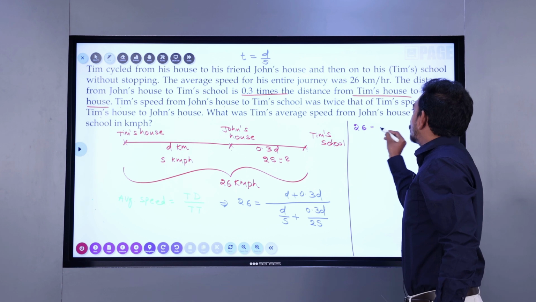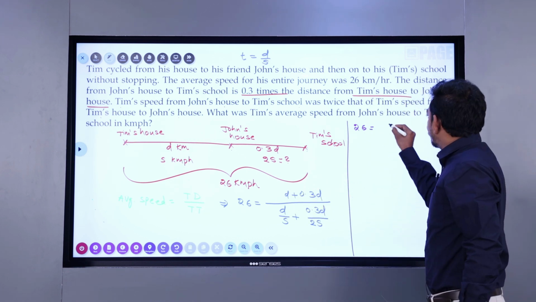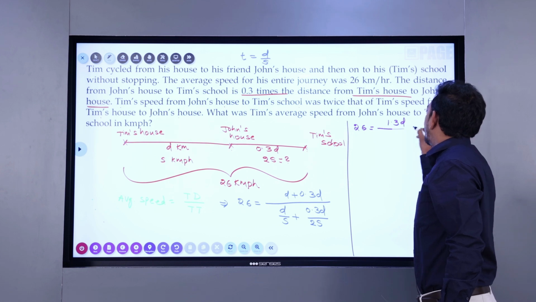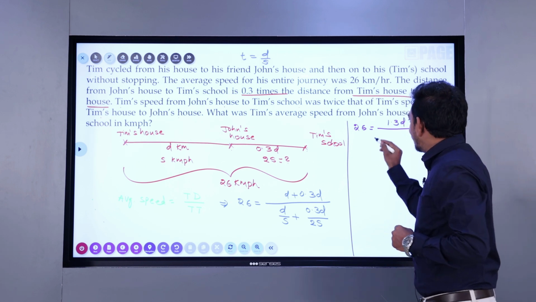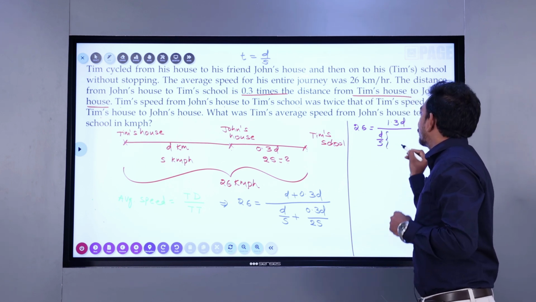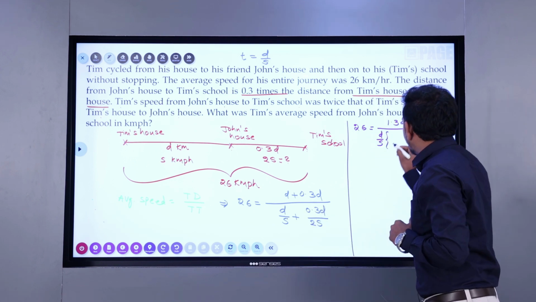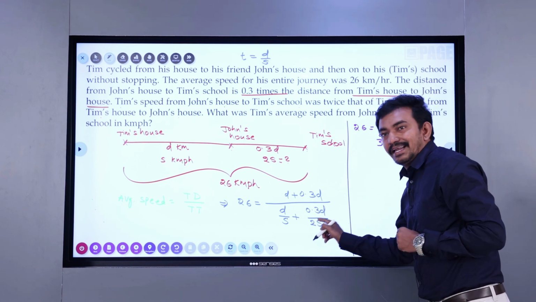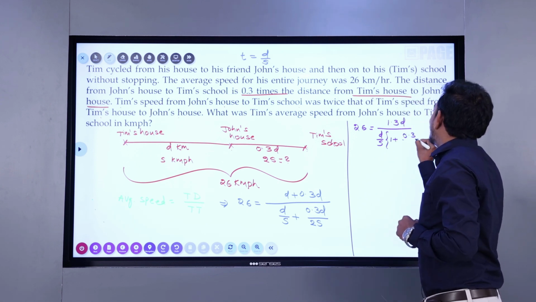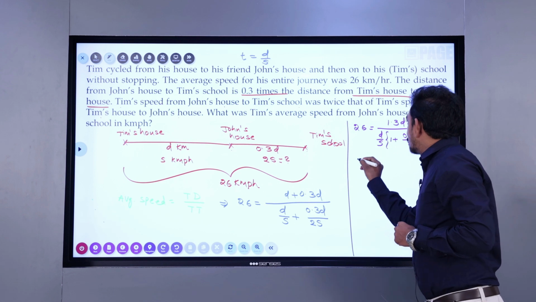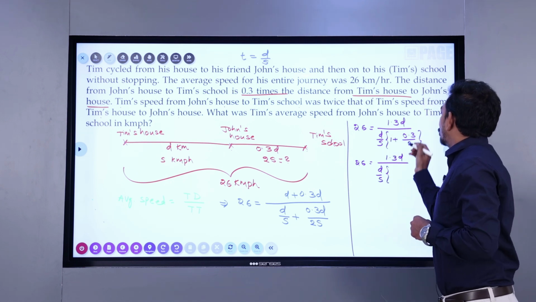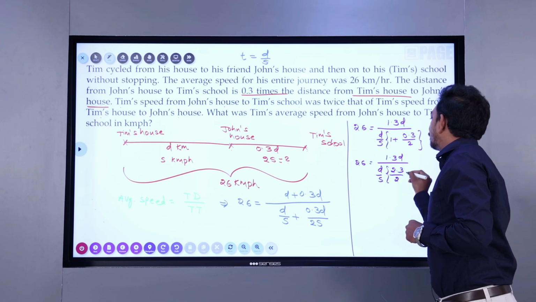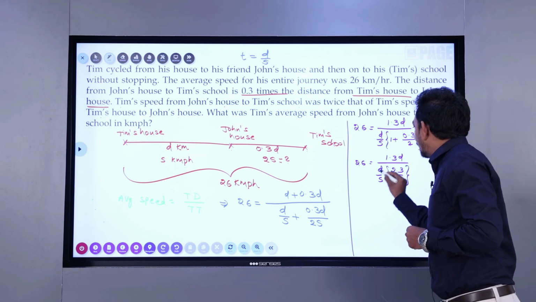So 26 is equal to, what is d plus 0.3d? That is 1.3 into d, right? By, shall we take d by s common in both terms? Let us take d by s common, guys. If you take d by s common, here 1 would be remaining. Here 0.3 by 2 would be remaining. 0.3 by 2 is the remaining term, right? So 26 is equal to 1.3 times d by s. If we take the LCM, it would be 2 plus 0.3, 2.3 by 2. Isn't it? We can cancel d and d.